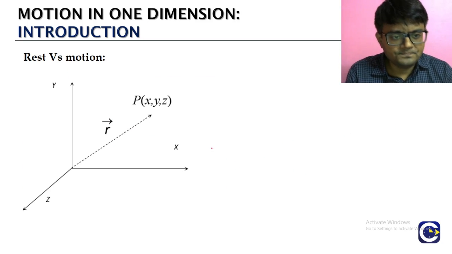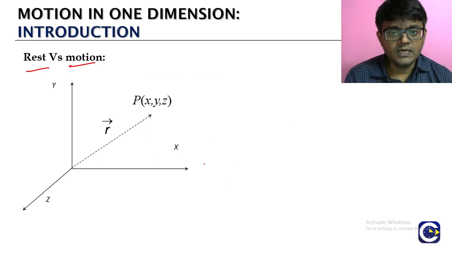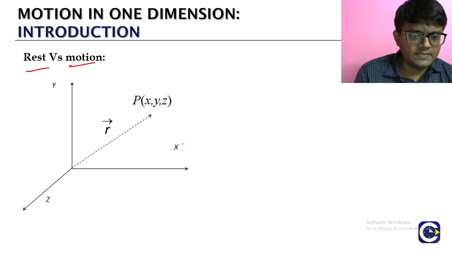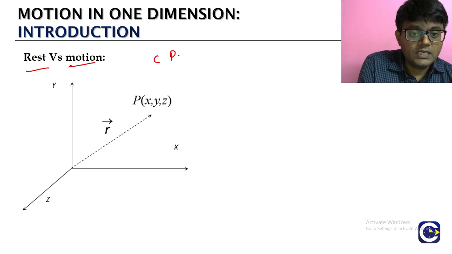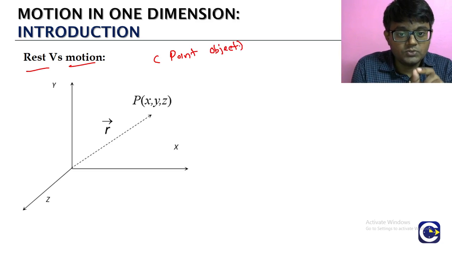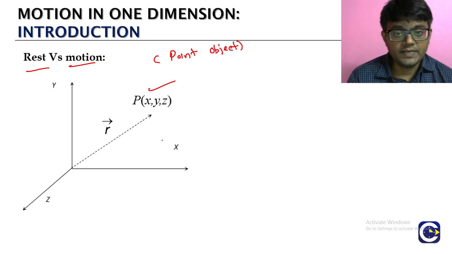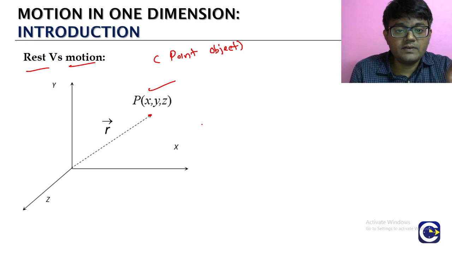Let us look at how we understand the idea of rest and motion in a quantitative way. Whenever we talk about position, how do we represent the position of an object? If we consider the object to be a point object, it will not occupy any volume; it will be located at a single point. So we can give the coordinates of the point where the object is located. Let us say x, y, z represent the coordinates of the point. Every point in space can be given by these coordinates.